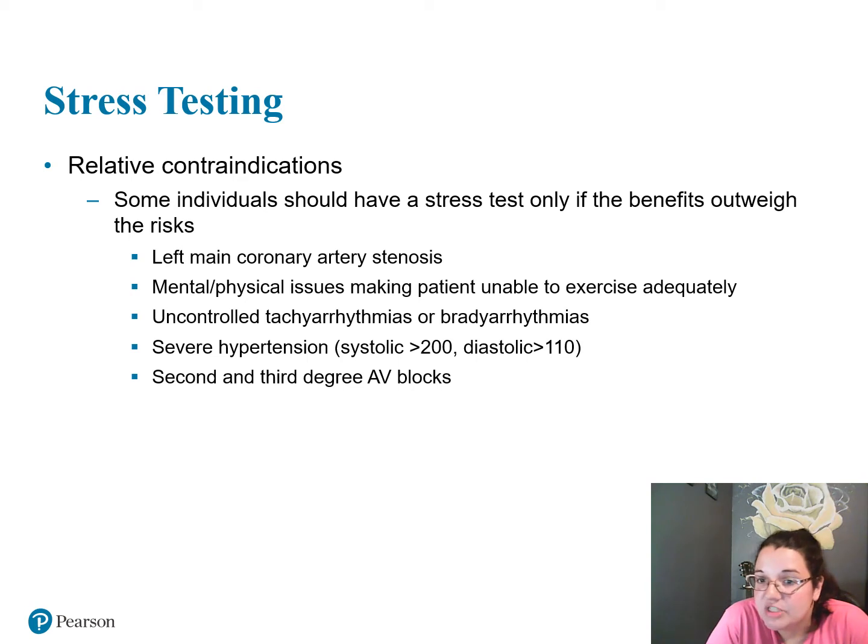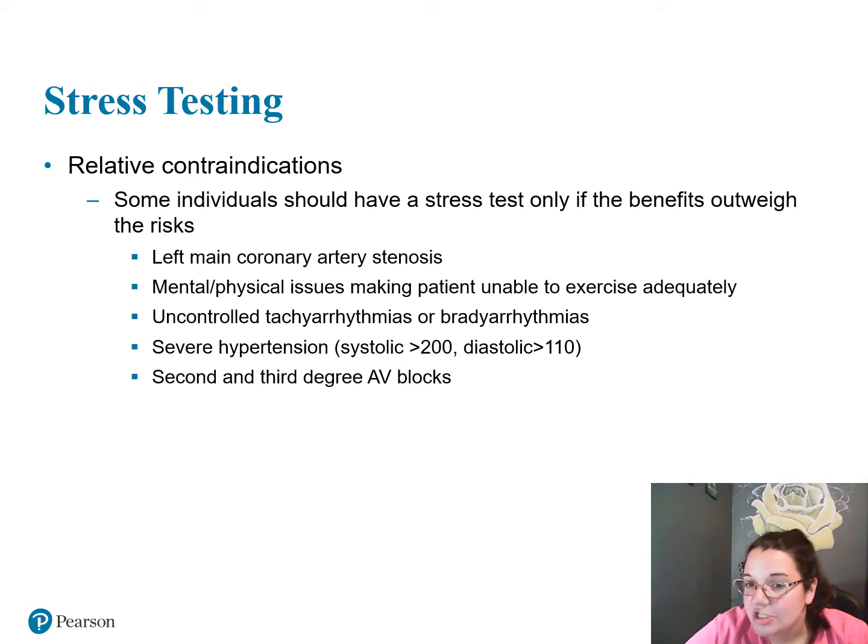What if it's mental, physical issues making the patient unable to exercise adequately? What about uncontrolled tachyarrhythmias or bradyarrhythmias? So remember back in the beginning in EKG 1, we talked about you have your sinus rhythms, right? And you have a sinus tachy and a sinus brady. So remember, these weren't considered arrhythmias then. So in this case, the benefit would outweigh their risk.